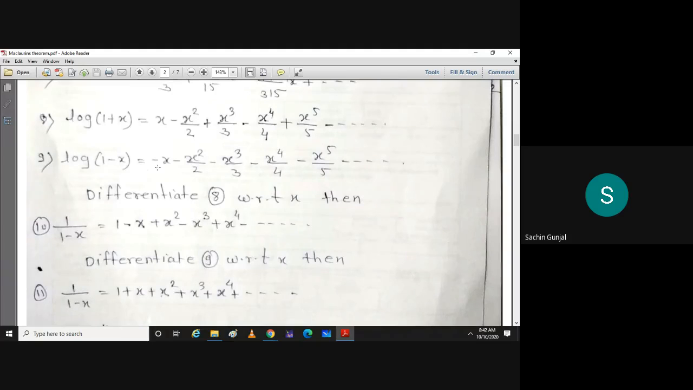And if you differentiate term by term here, you will get minus sign out, 1 plus x square plus x cube plus x raised to 4 and so on. So minus sign will get cancelled from both sides. So series expansion of 1 upon 1 minus x is 1 plus x square plus x cube and so on. Okay. Any doubt so far?